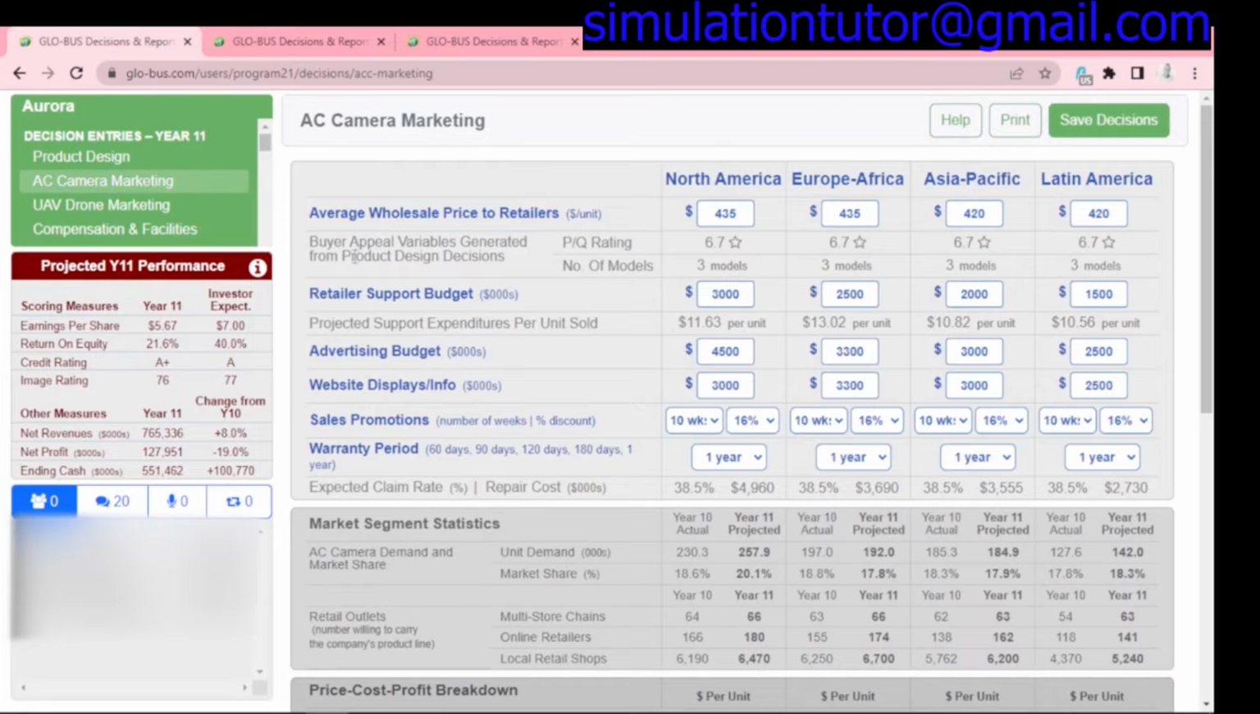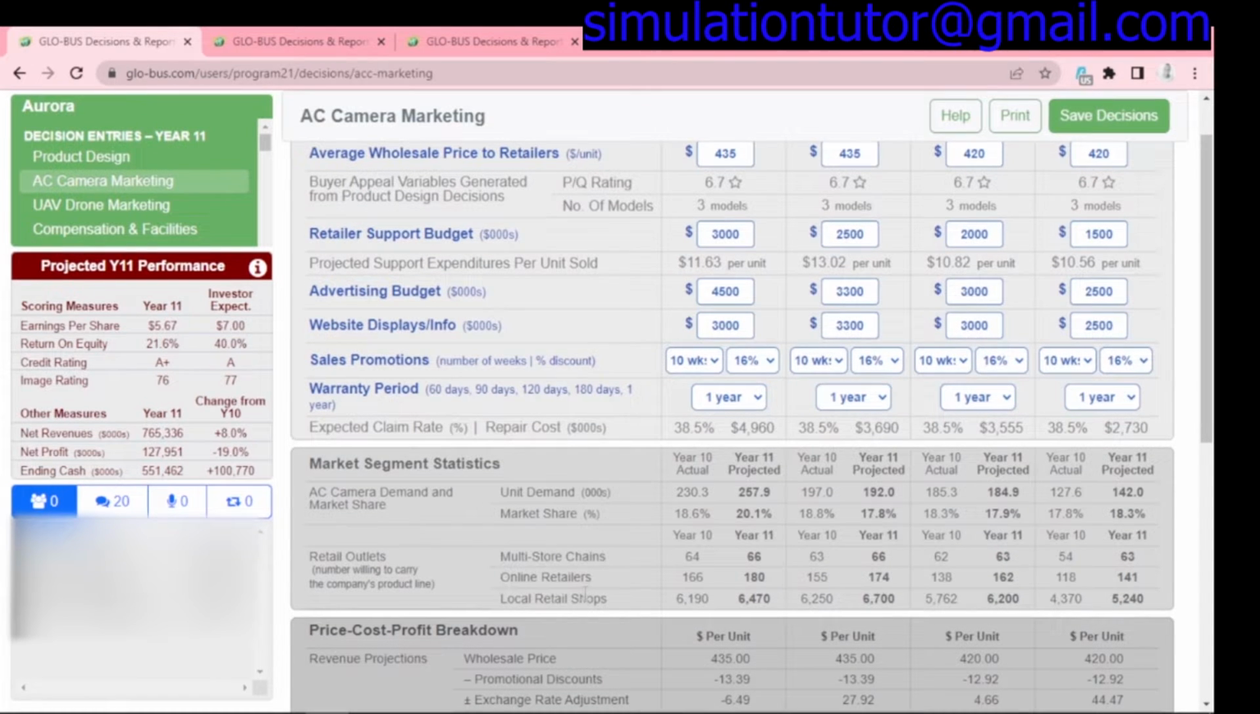So I don't think I'll change anything under the retailer support budget, but for the advertising budget, maybe I'll increase it a little bit. So we will increase our advertisement budget and our website display budget. So let me check. I always use the number of local retailers to make the decisions for the advertisement and the website display. So I think this one I will increase to about 6,500. We'll also do the same.